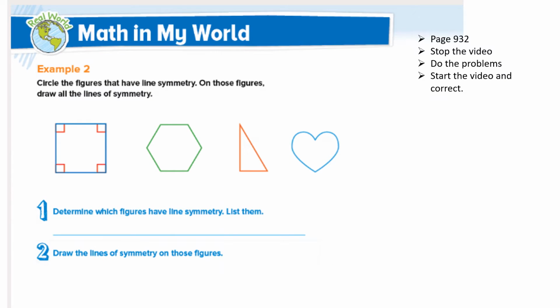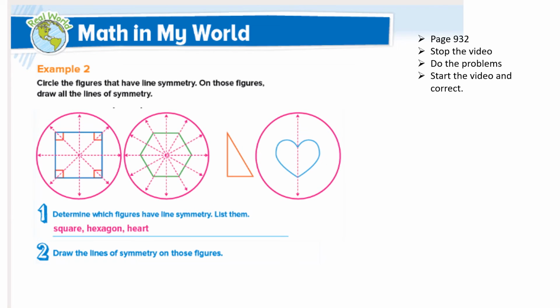So let's look at example 2. Circle the figures that have a line of symmetry, and on those figures draw all the lines of symmetry. So I want you to stop the video now and do it, and then start it up again and see if you got it correct. Look at all the lines for the square, and this is a hexagon. There are no lines of symmetry for the triangle and only one for the heart.